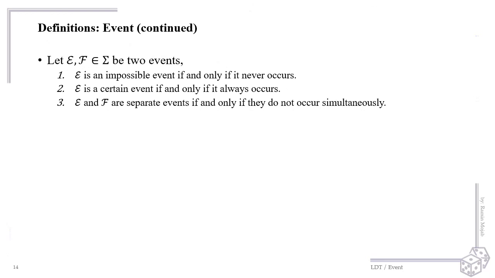Here we have 3 definitions, and after that 3 propositions. Let E and F be 2 events. We say that E is an impossible event if and only if it never occurs. E is a certain event if and only if it always occurs. And E and F are separate events if and only if they do not occur simultaneously.